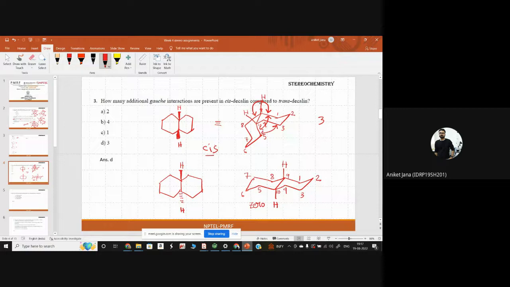When these groups are in close proximity, there is a torsional and steric interaction. So the cis-decalin has 3 additional gauche butane interactions compared to the trans. So the trans one is the more stable one. So the right option is D.